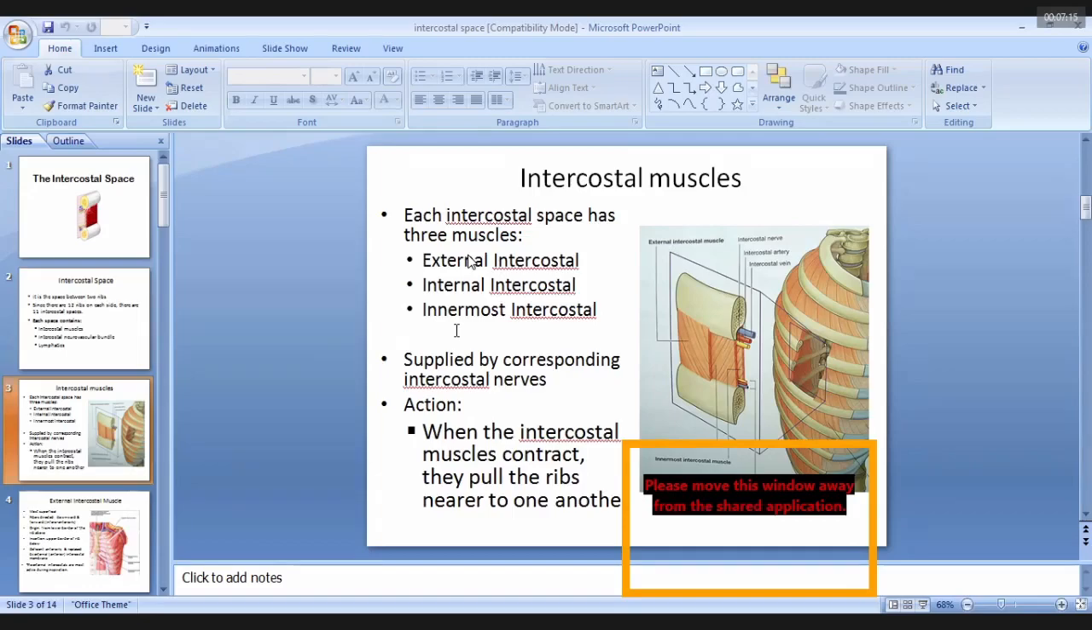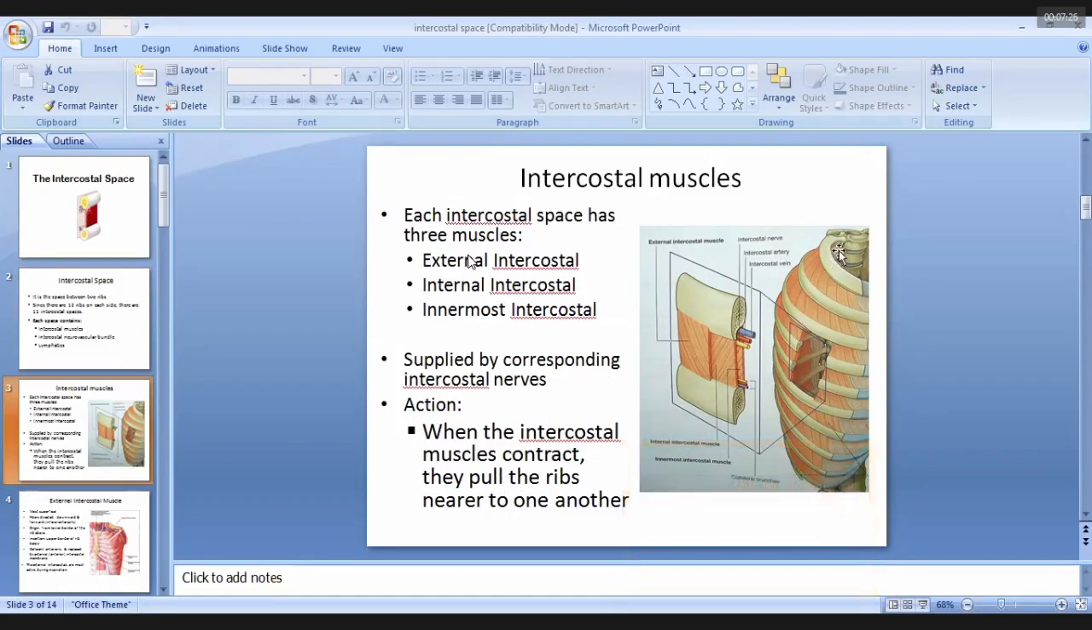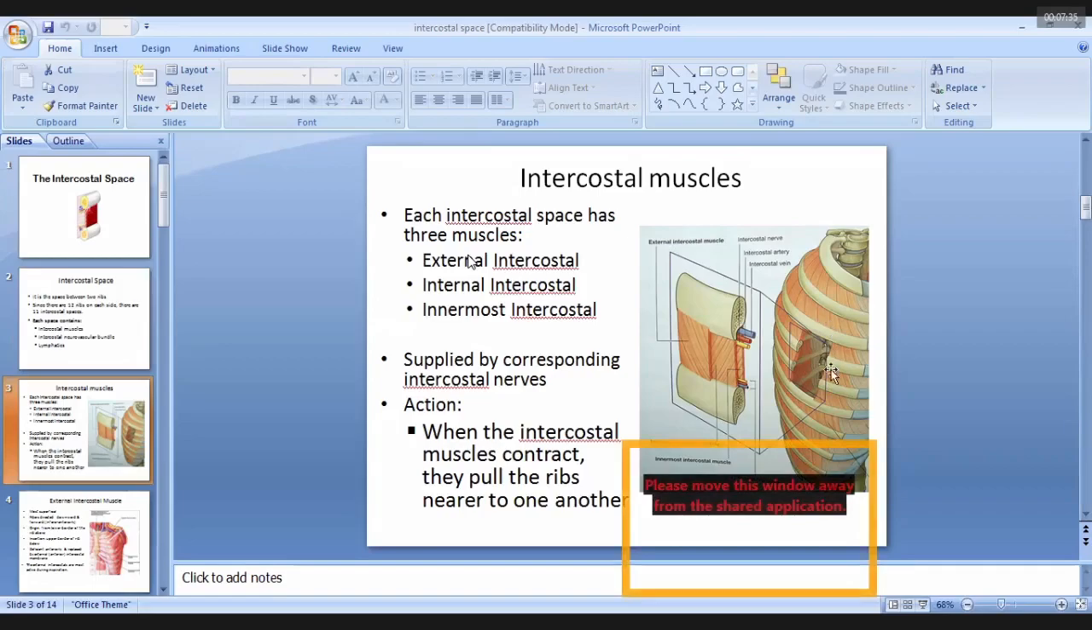The action of these intercostal muscles: they are mainly inspiratory muscles, but usually their action depends on which rib is fixed. When the first rib is fixed by the muscles of the root of the neck, these muscles act as inspiratory muscles. They pull the ribs upward.